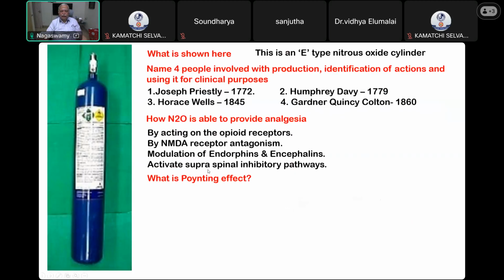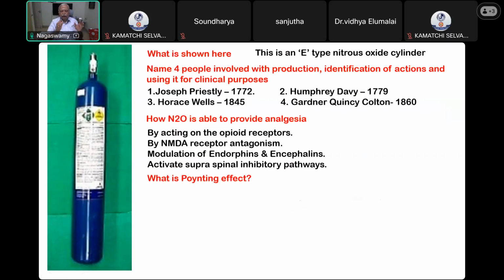See, the pointing effect, when will it happen? When you have one gas in a liquid form and another gas in a gaseous form. So if you pass the gaseous oxygen into the liquid nitrous oxide, then what will happen? The nitrous oxide also will turn into a gas. That is what is called the pointing effect.